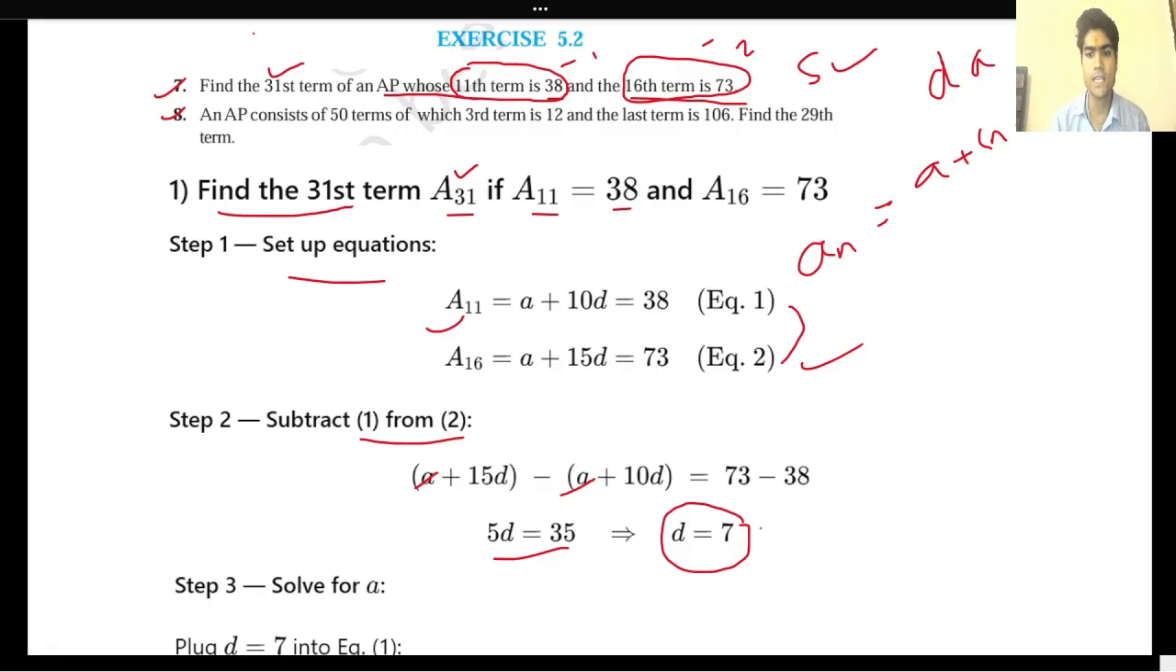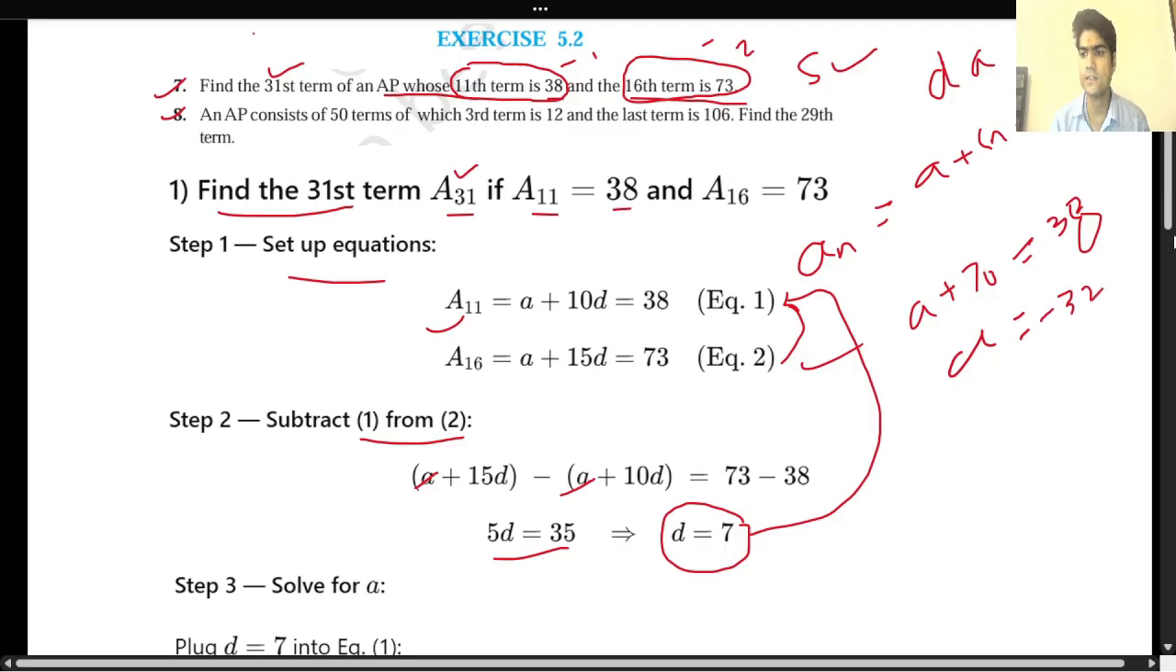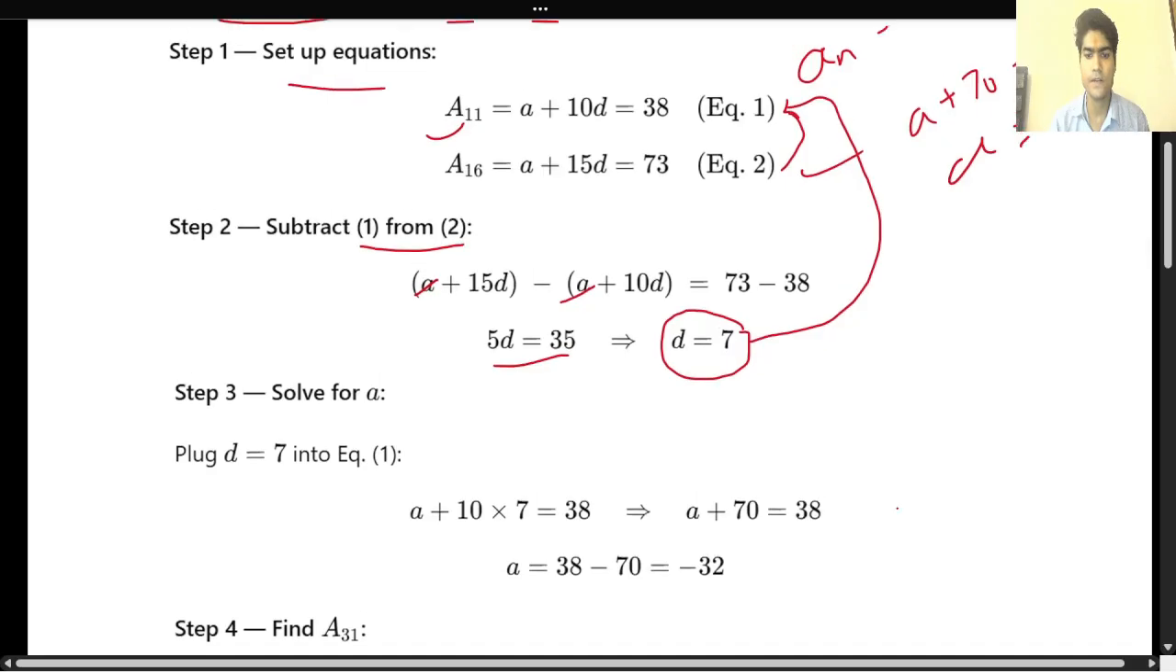If d is equal to 7, I put this value of d in any of the equations. Let's suppose I put the value of d in equation number 1. So what do I get? a plus 10 into 7, that is 70, equals 38. Once I solve it, I get a equal to 38 minus 70, which is minus 32, right? So we get a equals minus 32.